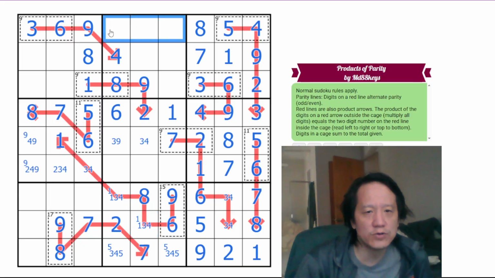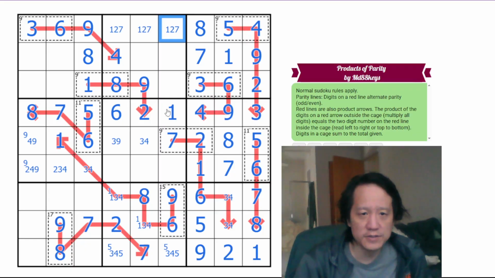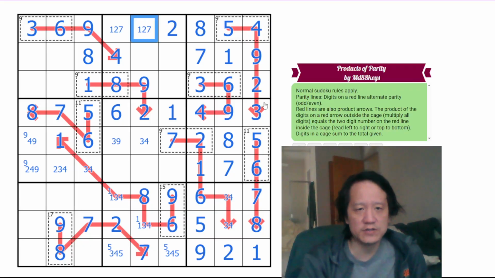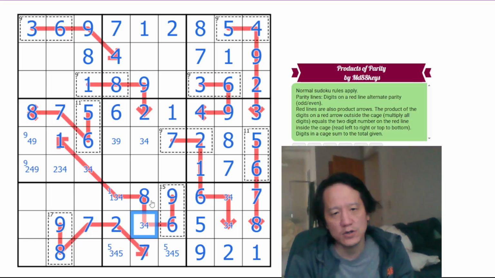Remaining digits in row 1, we have what? 1, 2, and 7. And this can't be 1 or 7 because 1 or 7 in the column, so this is 2. This can't be 2 or 7, so this must be 1, which makes this 7. Okay, so this cannot be 1 here. Where's the 1 in this box? It has to be here.